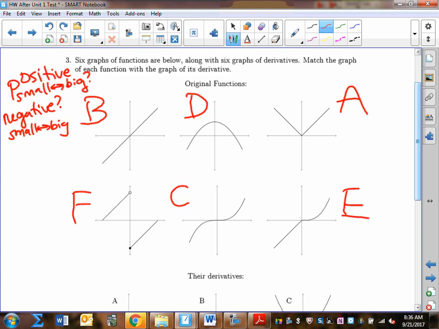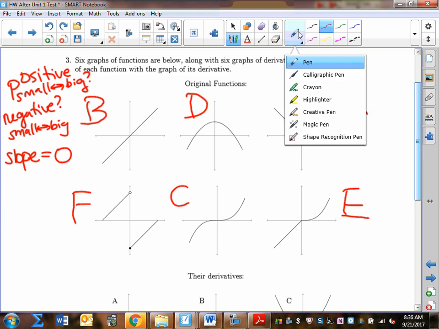For my derivative graph, should I be starting off with a large negative number and going to smaller, or should I be starting off with a smaller negative number and going to a larger? And then the other big thing is, when is my slope 0? So using that can help you identify these different graphs.